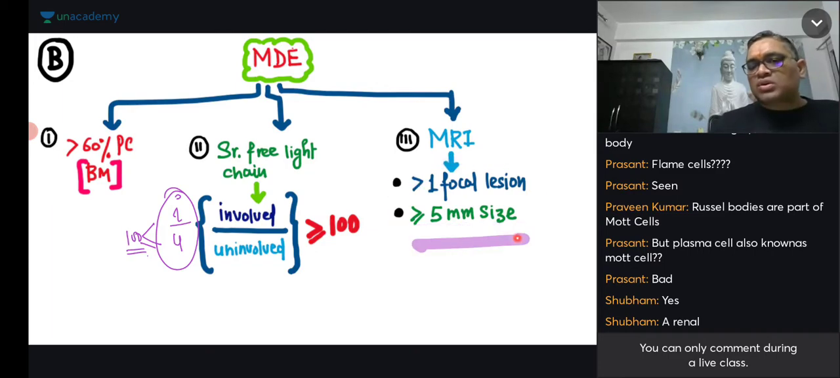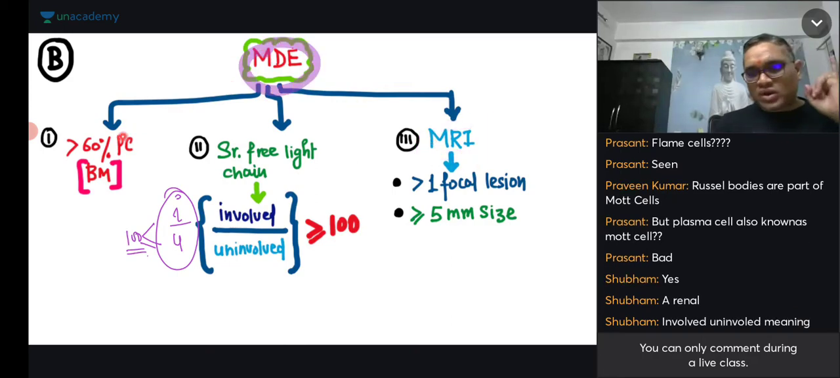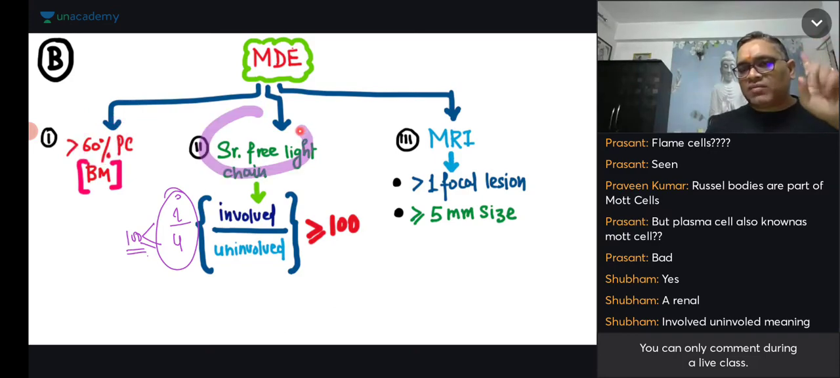So I understood this point. More than one focal lesion, more than 5 millimeter in size, should be present to call it a myeloma defining event. So now you see there are three myeloma defining events. Number one, more than 60% plasma cells in the bone marrow. Number two, serum free light chain involved upon uninvolved equal to or more than 100. Number three, MRI with more than one focal lesion of more than 5 millimeter size.